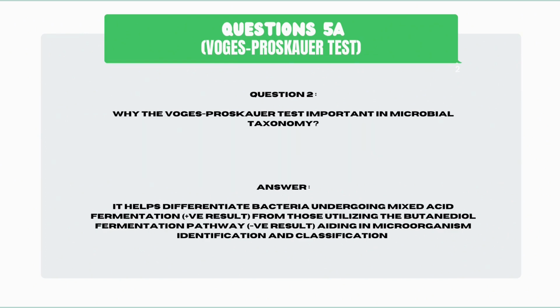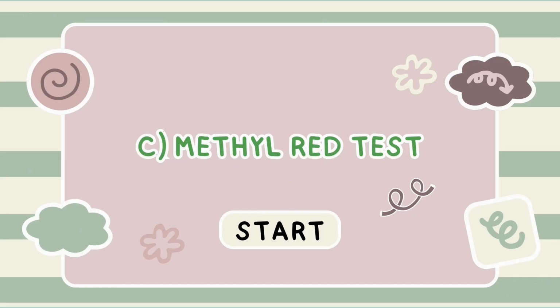Question number 2. Why is the Voges-Proskauer test important in microbial taxonomy? The Voges-Proskauer test is crucial in microbiology as it helps differentiate bacteria undergoing mixed acid fermentation (negative result) from those utilizing the butanediol fermentation pathway (positive result), aiding in microorganism identification and classification.